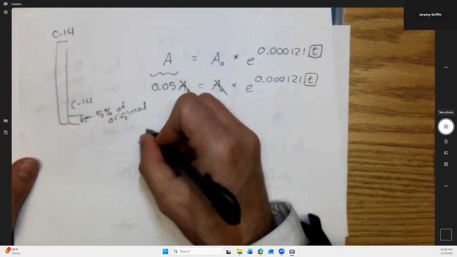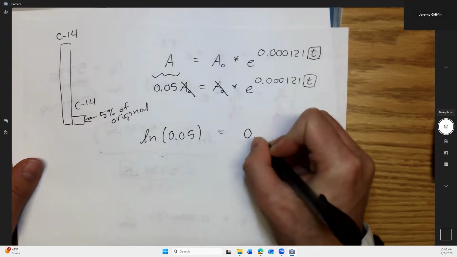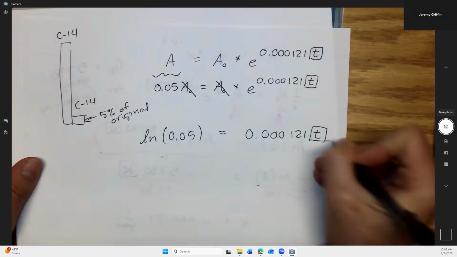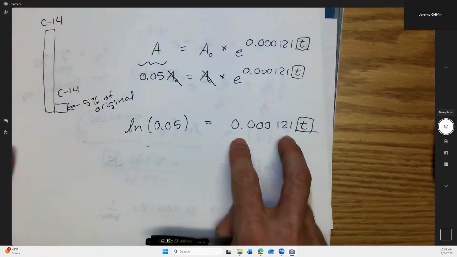All right, so natural log of both sides. Let's skip to the next step because you guys just saw that. I can just do that, right? Natural log, and then on the right side, the ln and the e cancel.